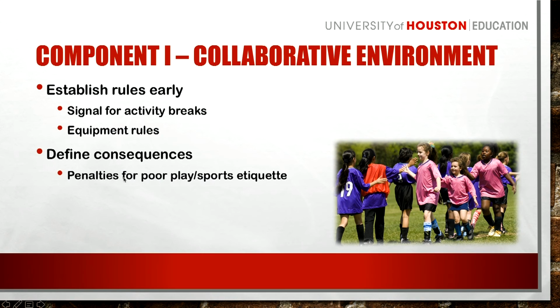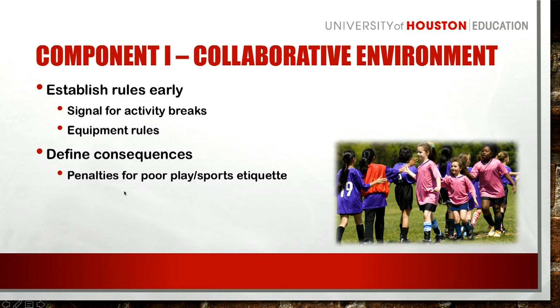Also, define consequences. If there's someone displaying poor sports etiquette or play etiquette, poor sportsmanship as it's sometimes called, understand and define and make clear what those penalties are for poor etiquette. This is, again, a great life skill that can be taught through a fun activity like sport or play. If we want to continue playing, we want good outcomes, we do the things that are part of the rules, not the things that result in a consequence.